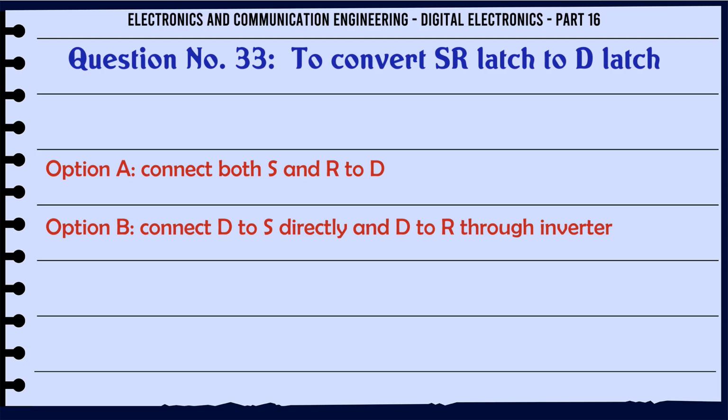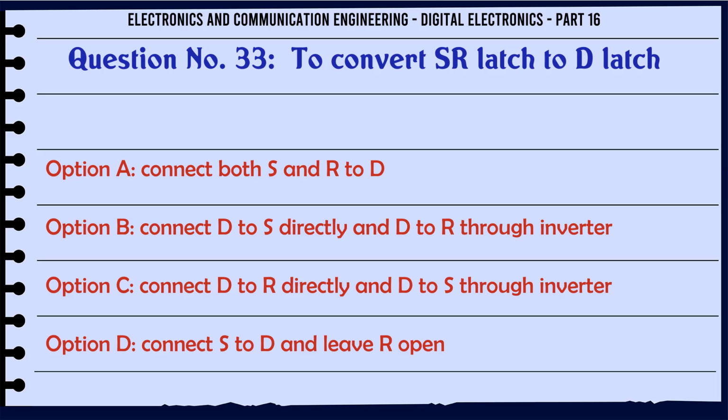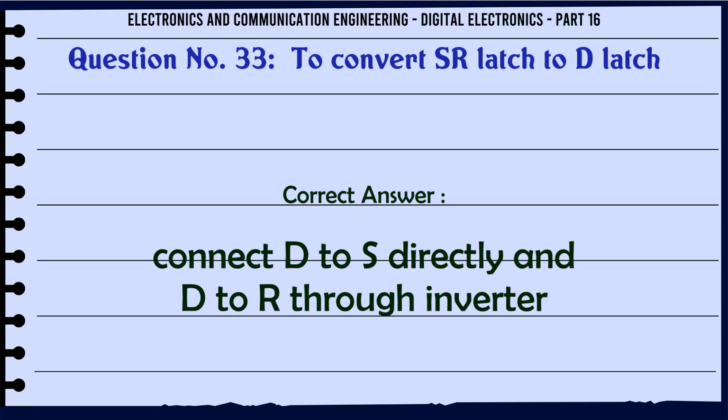To convert an SR latch to a D latch, A. Connect both S and R to D. B. Connect D to S directly and D to R through an inverter. C. Connect D to R directly and D to S through an inverter. D. Connect S to D and leave R open. The correct answer is connect D to S directly and D to R through an inverter.